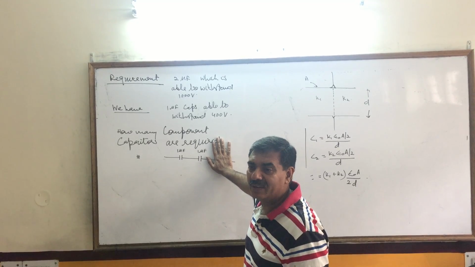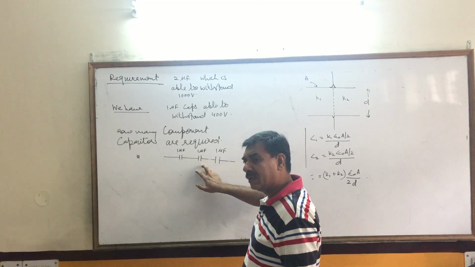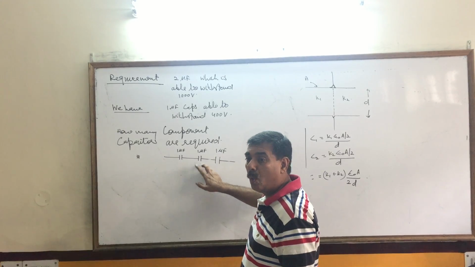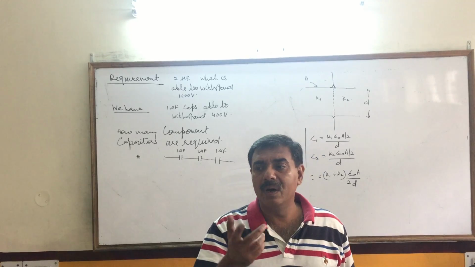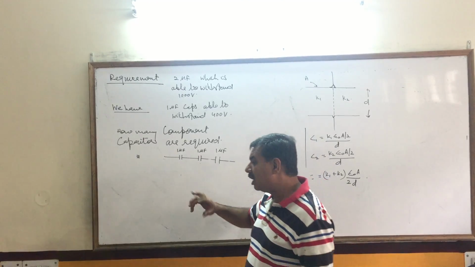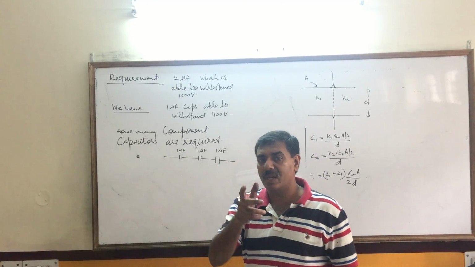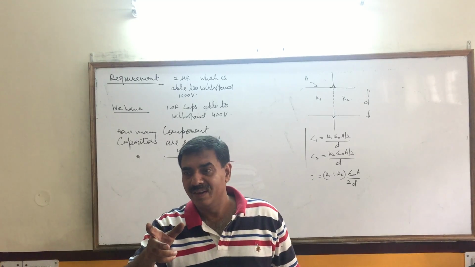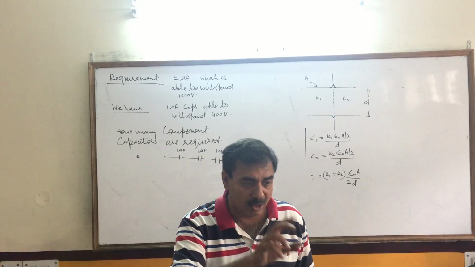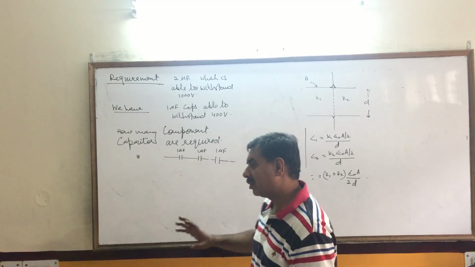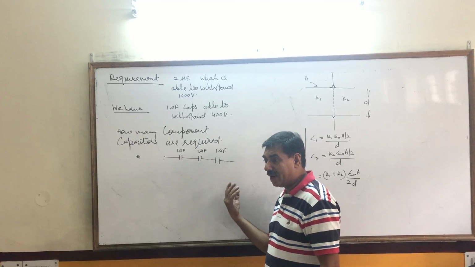Do you follow my point? 500 volt here, 500 volt here. Why equal? Because capacities are equal. The potential drop will be equally divided. Charge is the same because it is in series. Potential drop is the same because the capacities are also the same. If capacities are the same, then the potential is equally divided.